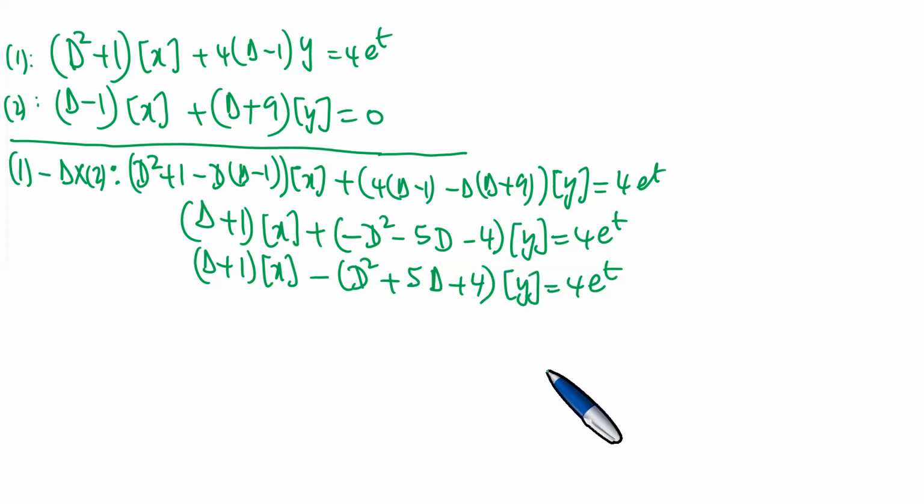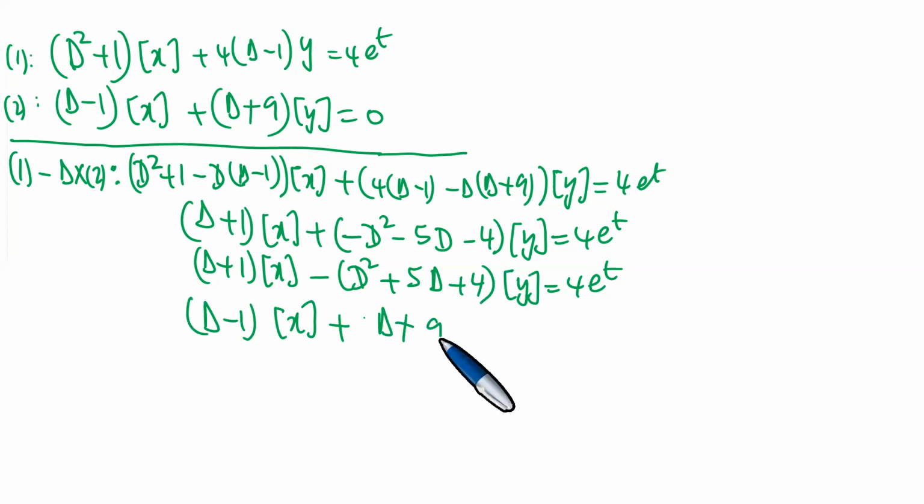After we got these here, we can still write equation two below this. Equation two is (D − 1)x, and then we have (D + 9)y, and this equals zero. Now, what is the meaning of all this?